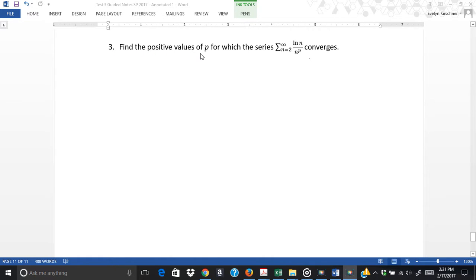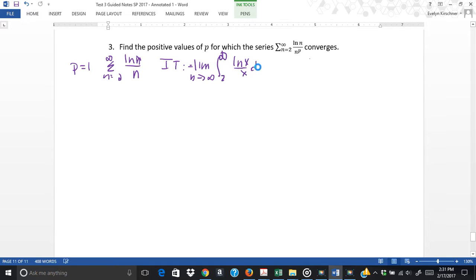I want to find the positive values of p for which this series converges. So first I'm going to look at p equals 1. When p equals 1, I have the sum from n equals 2 to infinity of the natural log of n over n. I'm going to use the integral test, so it's the limit as b goes to infinity of the integral from 2 to b, I start at 2 because n starts at 2, of the natural log of x over x dx.